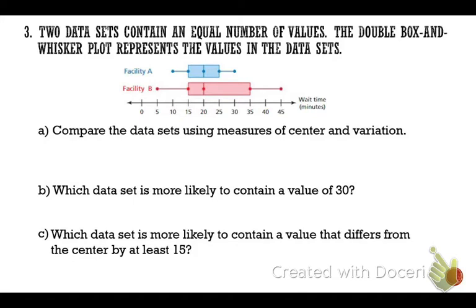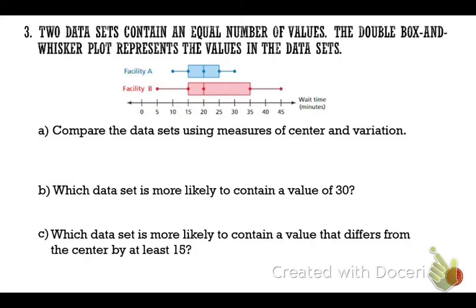Okay, so just to help you with this one, problem number 3 says 2 data sets contain an equal number of values. The double box and whisker plot represents the values in the data set. So we've got facility A, and then we have facility B, and we're looking for how much time they have to wait when they are at these facilities.